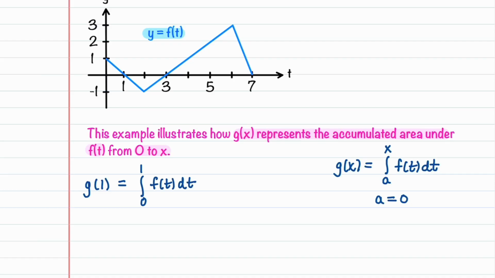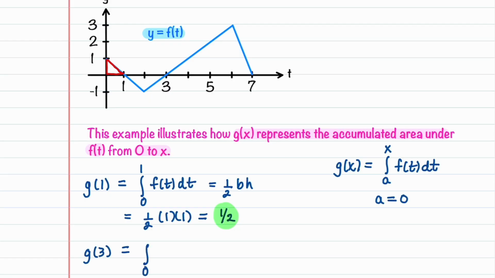If we look up at our graph, the integral from 0 to 1 of f of t dt is this area right here. It is a triangle, so we can write our answer as 1/2 the base times the height. Let's see what that is. This is 1/2, our base is 1, and our height is 1, so we get the value 1/2. So g of 1 is equal to 1/2.